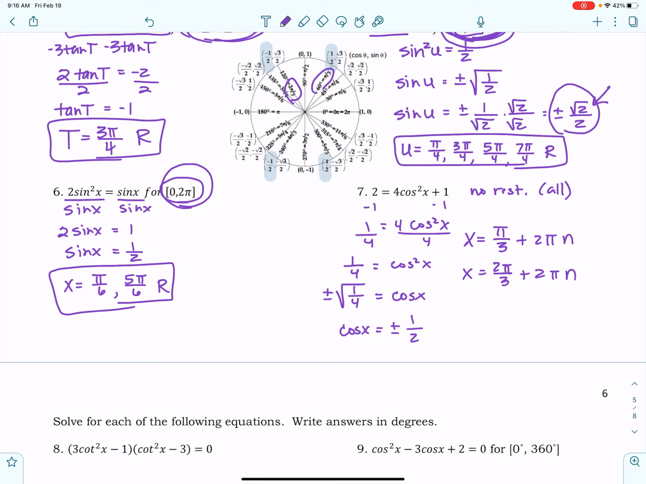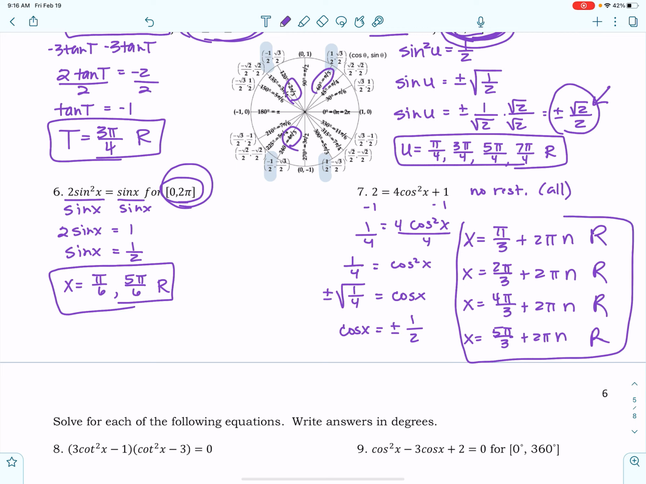All solutions, remember, so the rotation, 4 pi over 3. And 5 pi over 3. And of course, this is all radians. I don't think I did that on the last video, but those are your solutions. So see, having restrictions versus not having restrictions, that's how that's going to look.